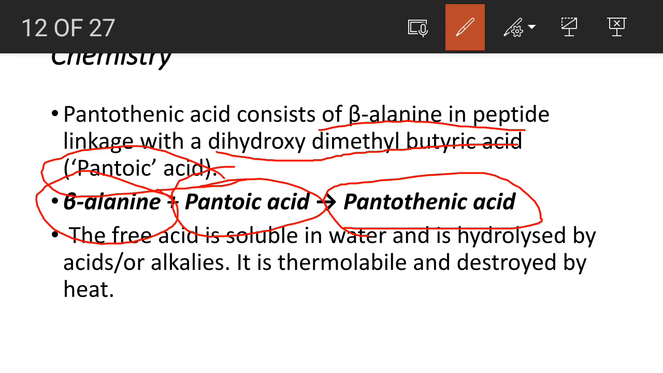The free acid is soluble in water and it is hydrolyzed by acids as well as alkalis. So it can either be hydrolyzed by acids or by alkalis. It is thermolabile and destroyed by heat. That is, it is weak. It is so weak that it will easily be destroyed if this substance is heated.